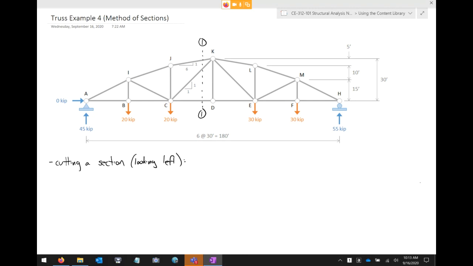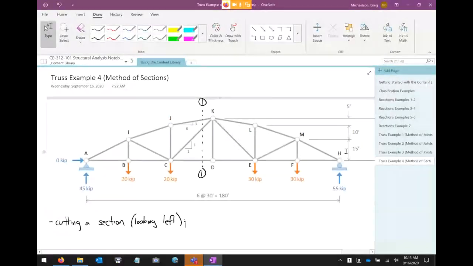So now I'm going to try and draw this all over again. Actually, let me do something real quick.